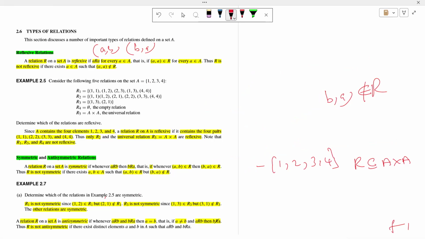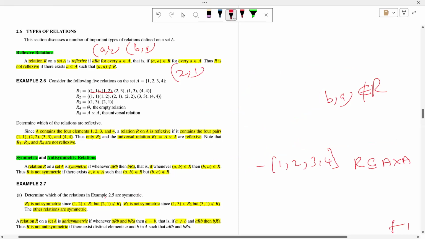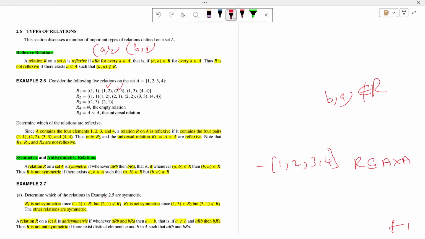Now 1 comma 1 is there. The swapped form is also 1 comma 1, right? It's correct. Here 1 comma 2 is there. Now we need to verify that 2 comma 1 is not there. If 2 comma 1 is there, this is not antisymmetric. Looking at the elements, 2 comma 1 is not there, so this is the correct way. 2 comma 3: we need to check 3 comma 2, which is also not there. This is also correct. Here 1 comma 3 is there, and 3 comma 1 is not there, right?